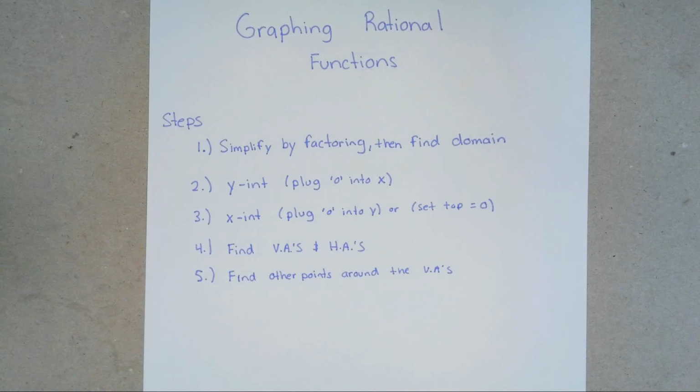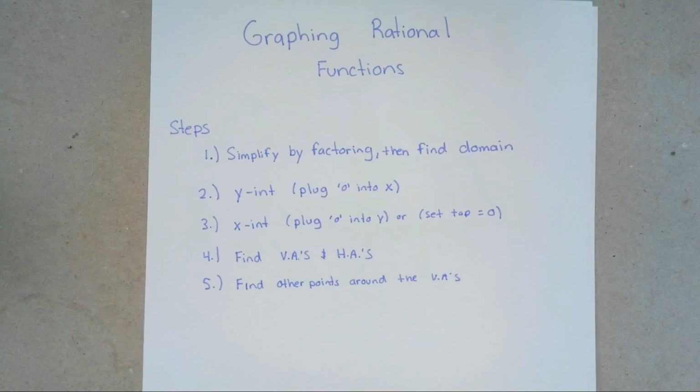Your fourth step is to find VAs and HAs, which are your vertical asymptotes and horizontal asymptotes, and your last step is you need to find other points around your VA. So we'll go ahead and get started.